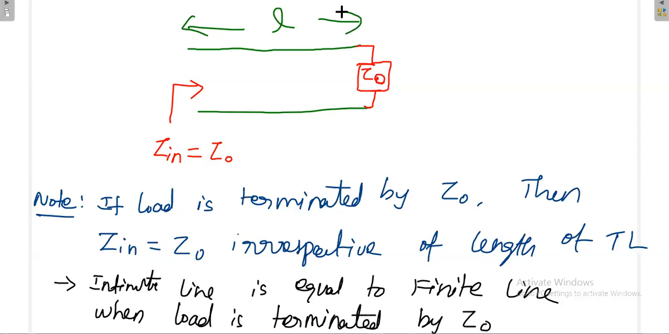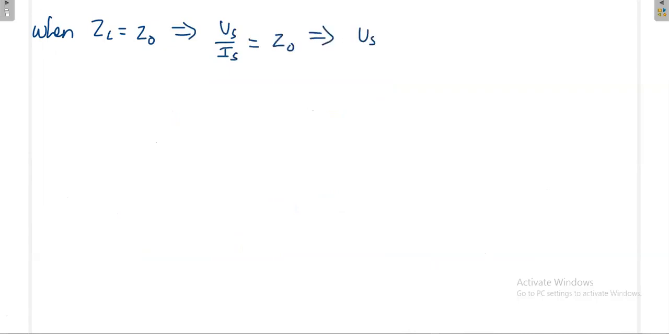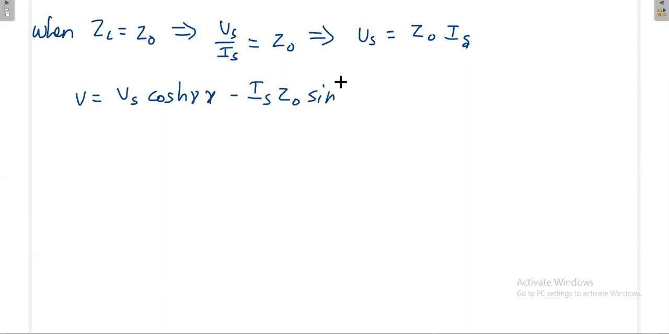Okay, so now the load is terminated by Z0. What does that mean? When ZL is equal to Z0, Vs divided by Is is equal to Z0, or otherwise Vs can be written as Z0 into Is. So what is the equation that you have? What is your voltage equation? Now your voltage equation is V is equal to Vs cosh gamma x minus Is Z0 sinh gamma x.